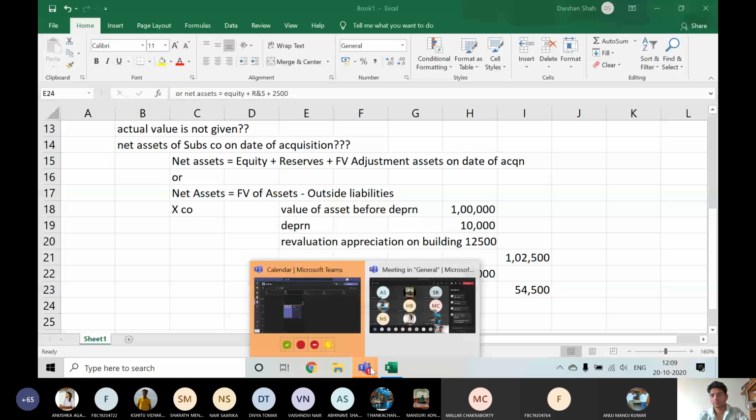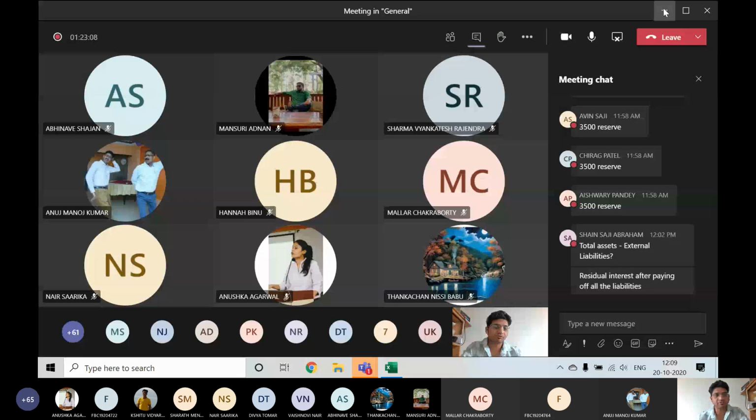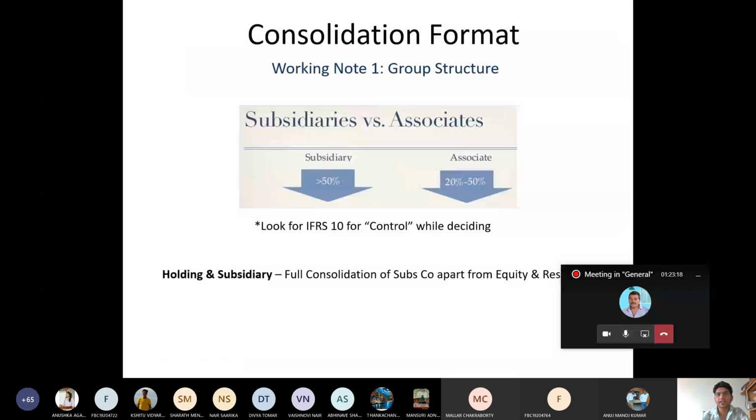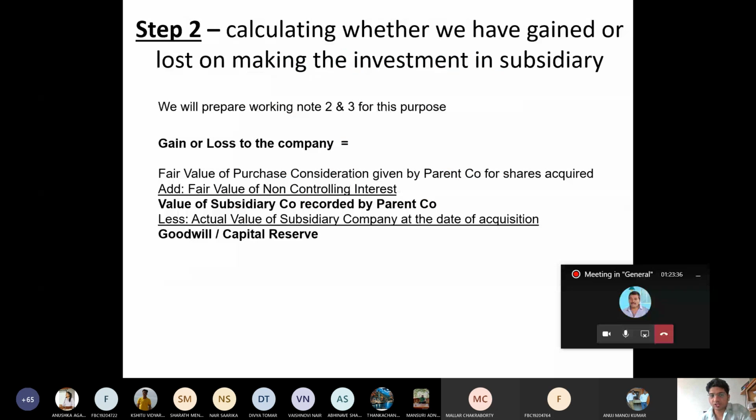Okay, so step 1 में तो क्या डिसाइड किया हम लोग ने? What had we decided in step 1? कि which is my parent company, which is my subsidiary company and which is my associate company. वो तो step 1 हो गया. Step 2 में क्या डिसाइड किया? Step 2 we are calculating whether we have gained or lost on making the investment in the subsidiary. How do you calculate that? Gain or loss is the fair value of purchase consideration, जितना actual shares के लिए पे किया, add fair value of non controlling interest, जो बचे हुए shares का market value क्या है वो add किया. So that is the value of subsidiary company.